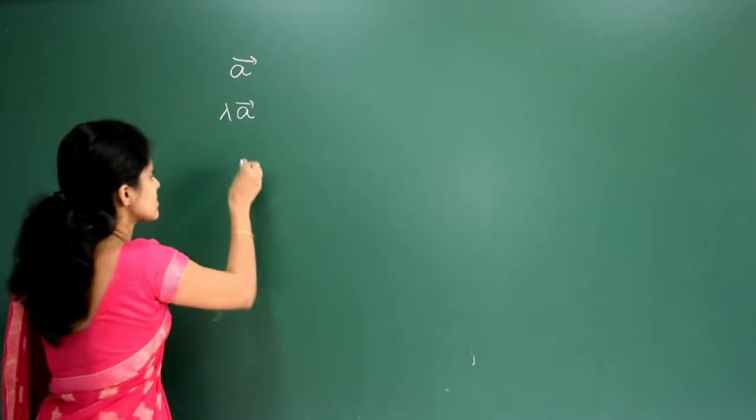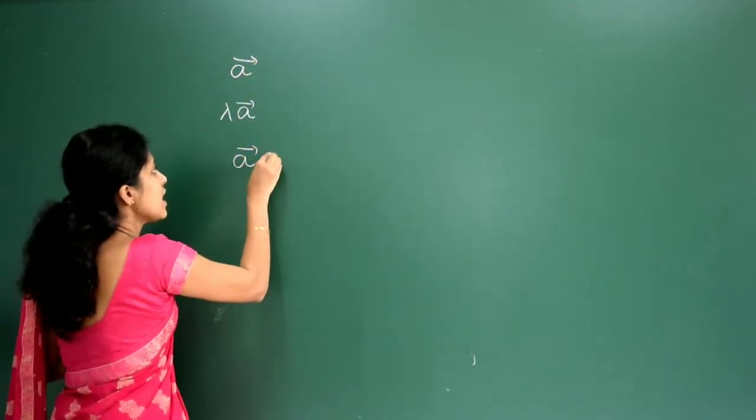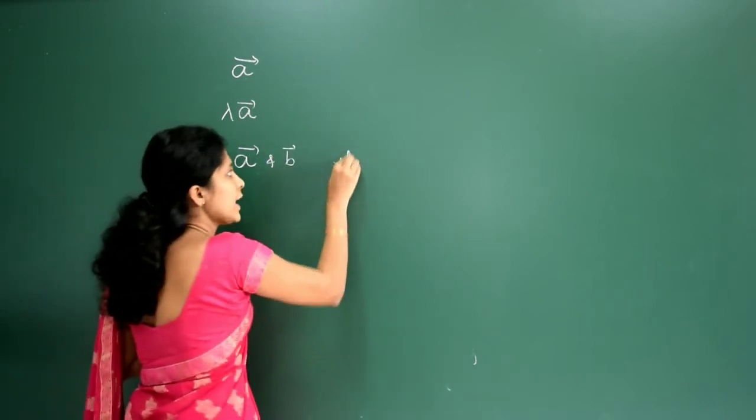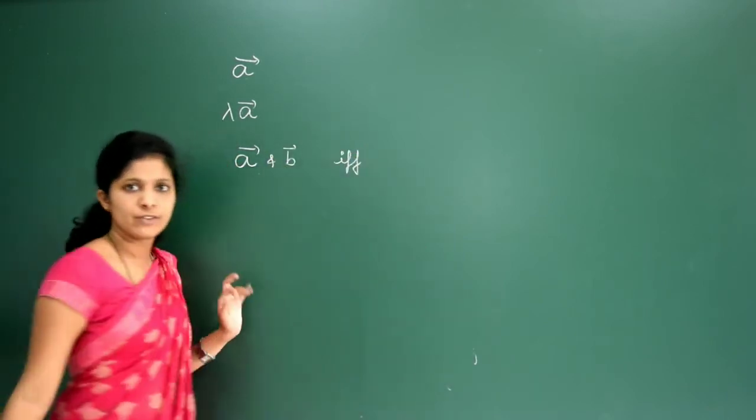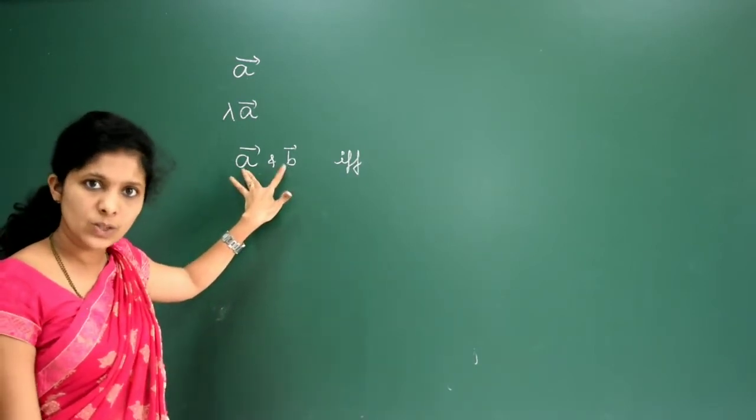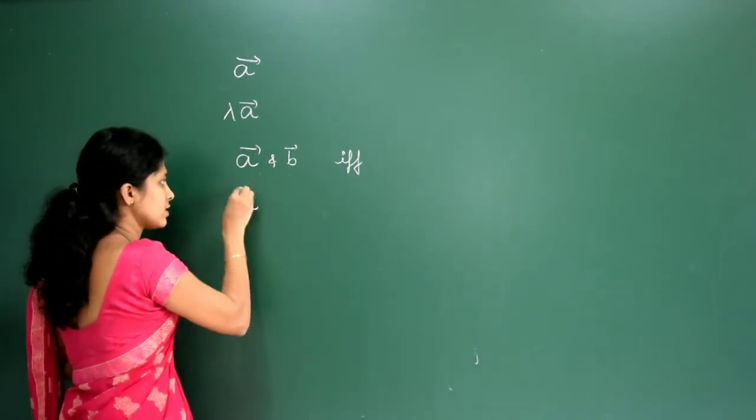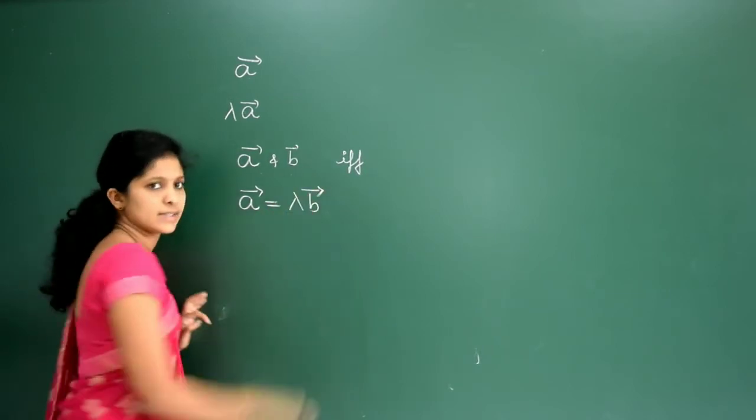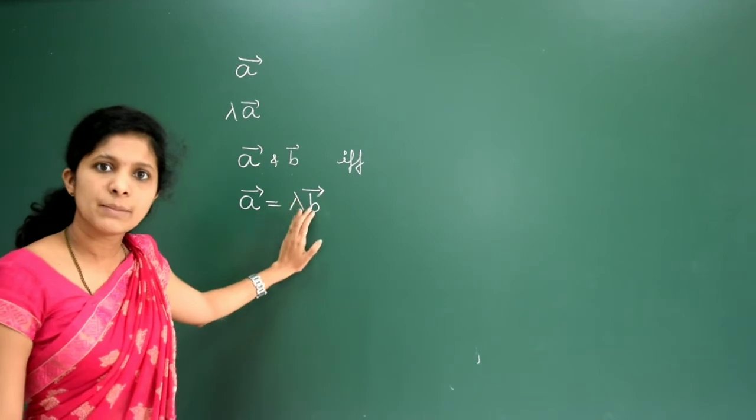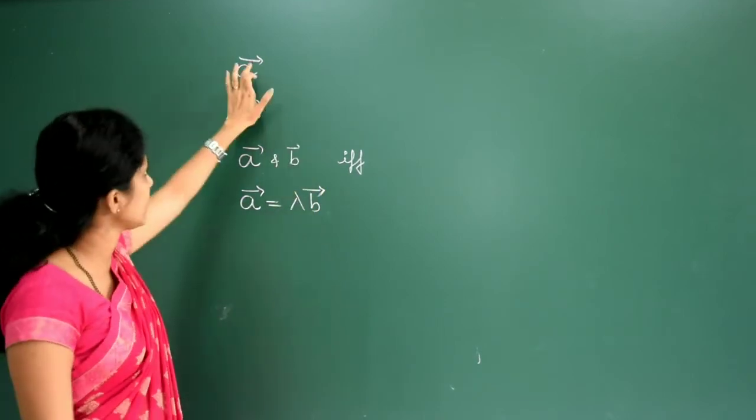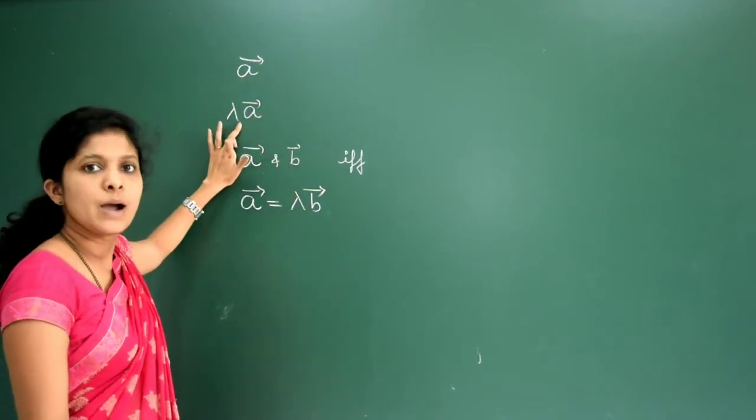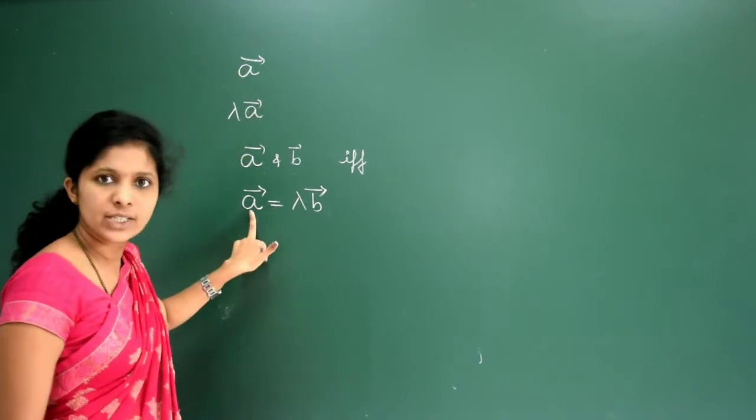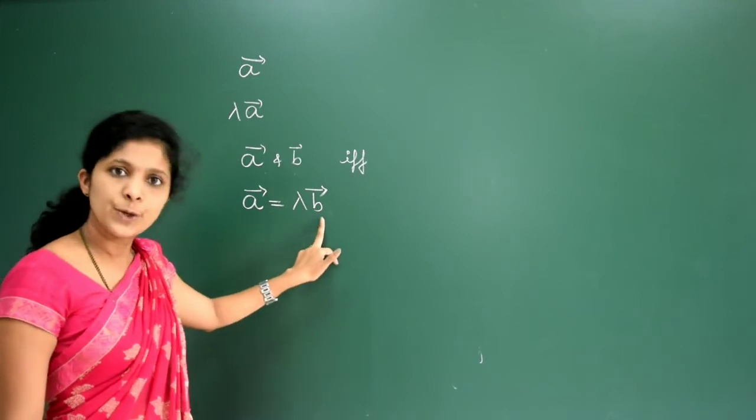So suppose a vector and b vector are the two vectors. Important one: to say these two vectors are collinear, if and only if a vector is equal to lambda into b vector. Is it clear? I mean a vector and lambda a vector. If you multiply by any scalar, then they will be parallel. So we can write a vector is equal to lambda into b vector.